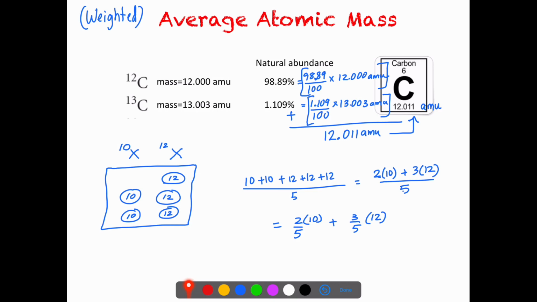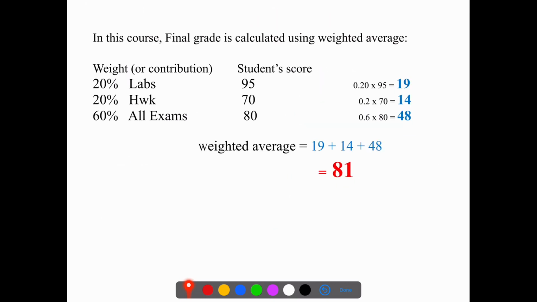All right, coming to a real-life example of average atomic mass. This is how I calculate your grades. So this is my abundance, or the fraction. 20% of your total grade will be made out of the lab score. So your final grade should contain 20% from the lab. 20% means 20 divided by 100, which is 0.2 times 95.